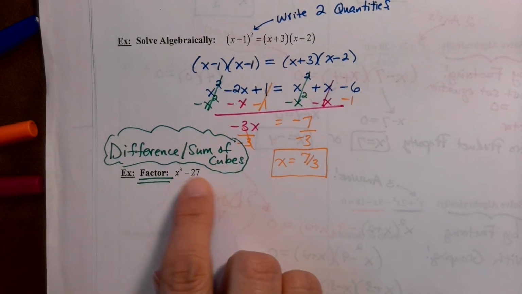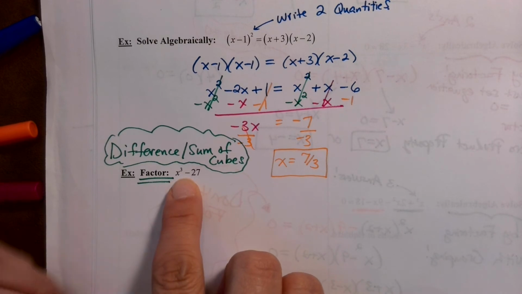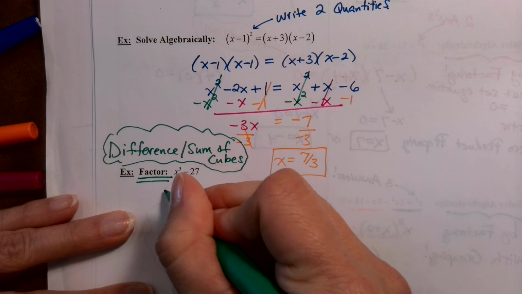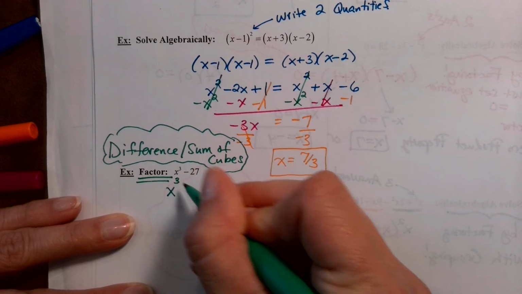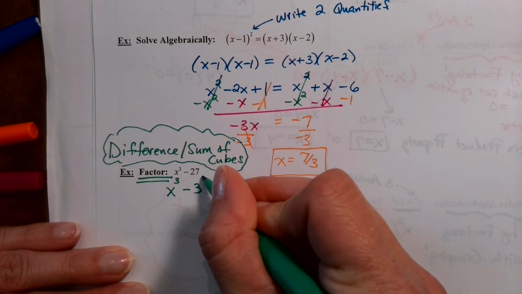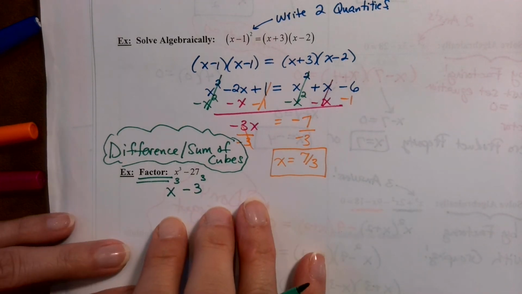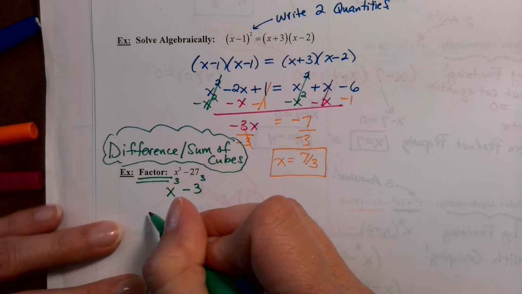So is this a difference? Yes, because I see a minus sign. Now, is it a cubic? So this is x cubed, and this is minus 3 cubed. So can this get factored? Yes. And here's how it factors.